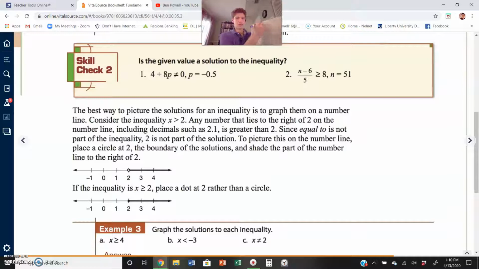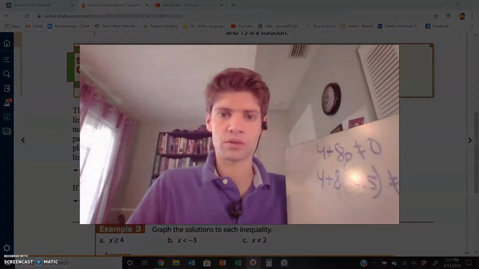We have 4 plus 8p is not equal to 0, and we're told that p is negative 0.5. So I'm just going to plug in. What's going on between 8 and p is multiplication. So I'm going to multiply negative 1/2 is not equal to 0. So let's solve this.